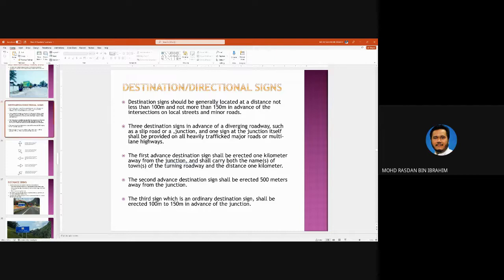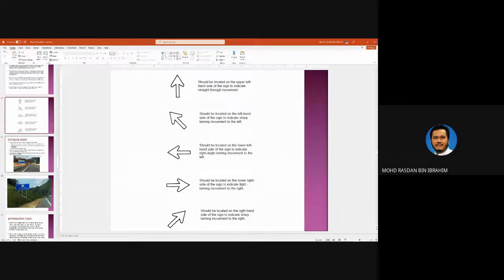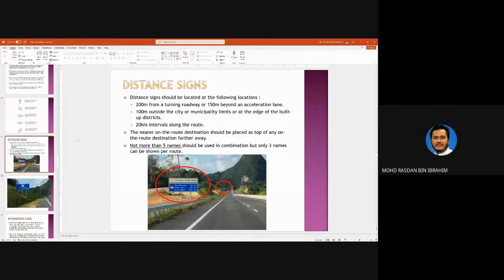Okay. So this is what I've shown you just now, the directional signs. And then you have distance signs. Distance signs should be located at the following locations: 200 meters from a turning roadway, or 150 meters beyond an acceleration lane. If you merge into this lane, 150 meters, then you can see a signboard.